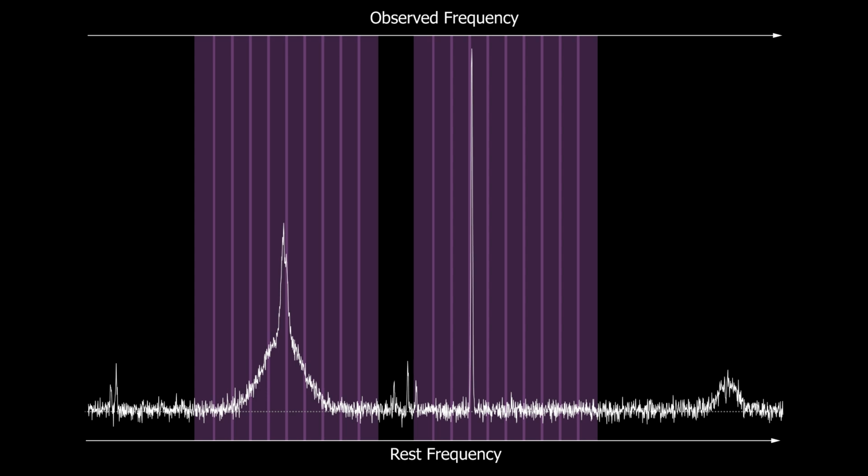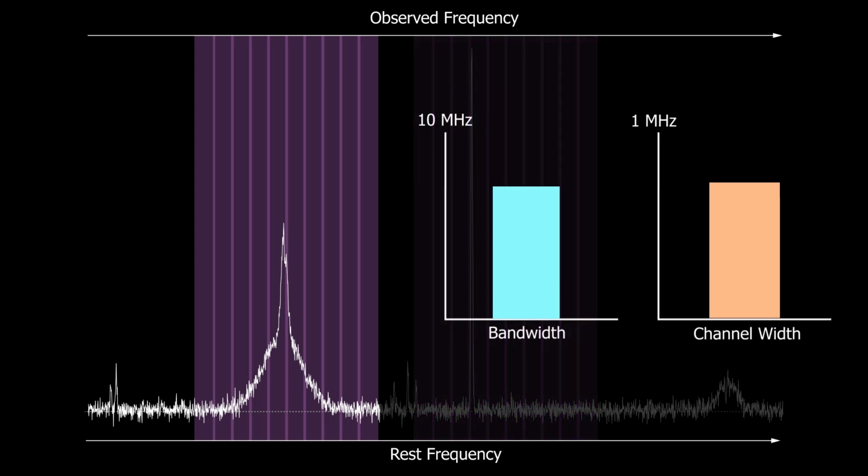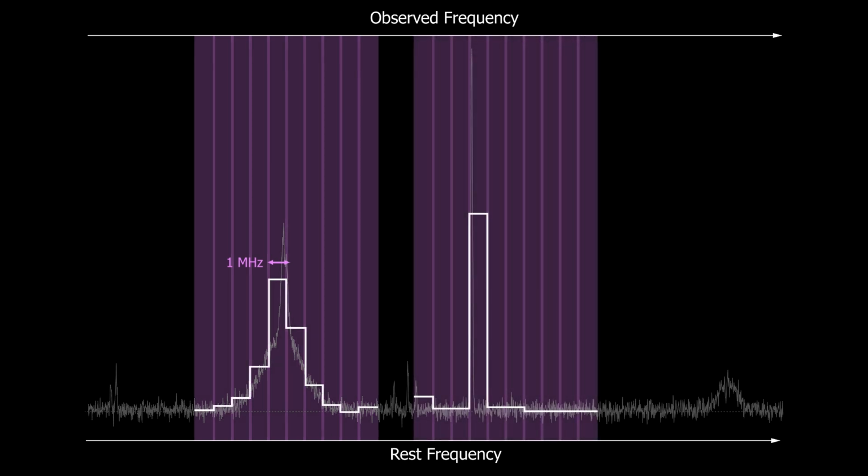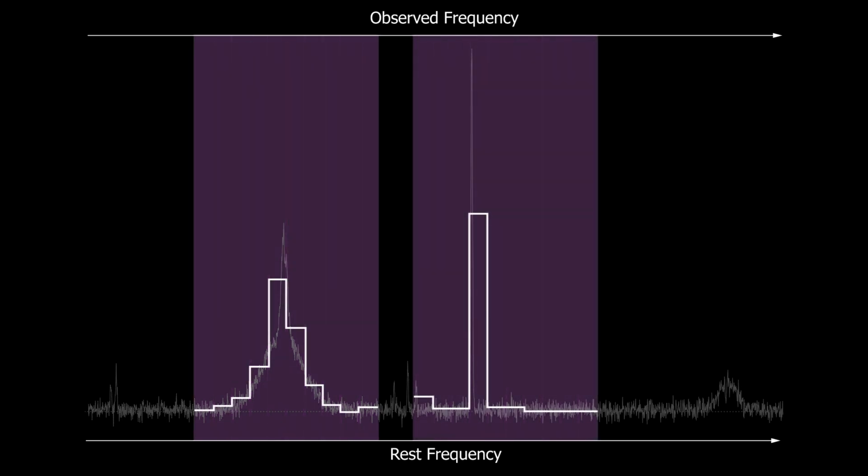Each frequency bin within the spectral window is called a channel, and all channels in the same spectral window will have the same frequency width. Channel width and bandwidth are closely linked. For example, if we select a channel width of 1 MHz and we have 10 channels, our spectrum might look like this. Note that because we have 10 channels of width 1 MHz each, our total bandwidth for this spectral window is 10 MHz.